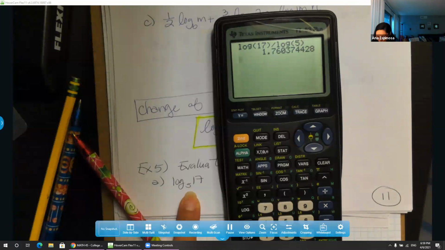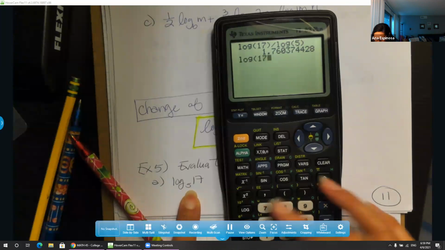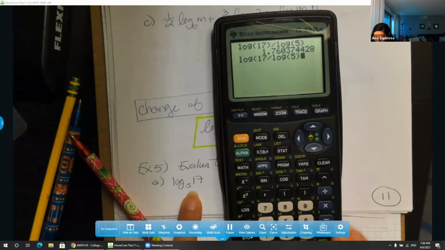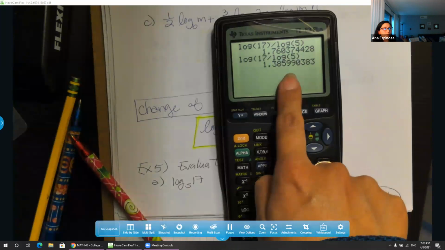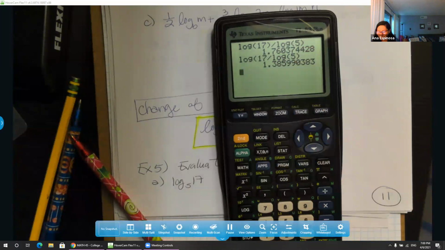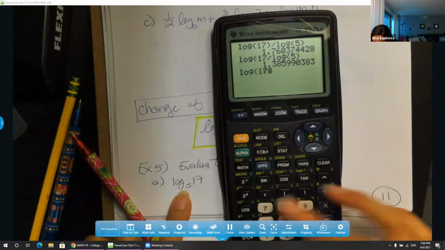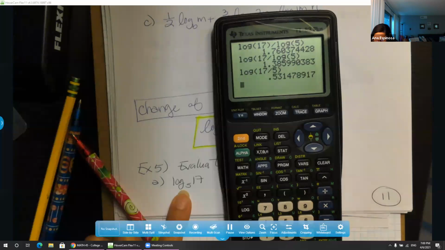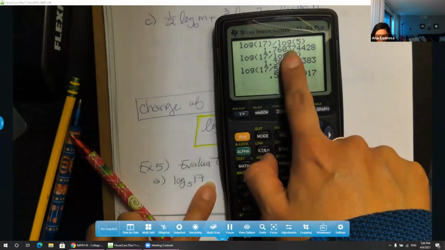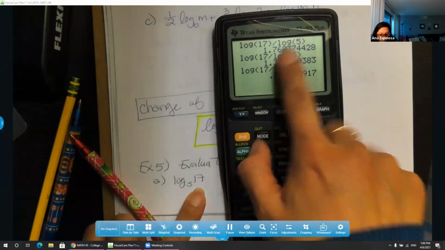That's the answer. If you accidentally put log of 17 divided by log of 5, it might give you a different answer, as you could tell, because it did things in a different order. You didn't tell it where to stop, okay? Some students say log of 17 divided by 5. That is not correct either, okay? So the only correct answer is the log of 17 divided by the log of 5, which is 1.76.